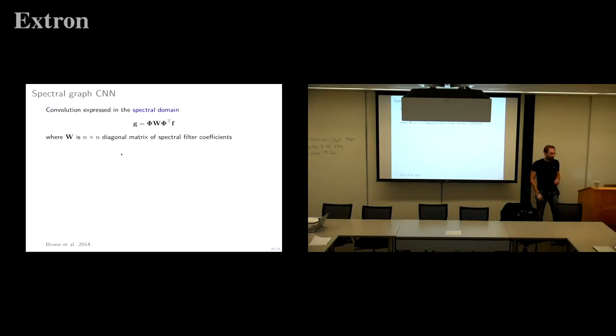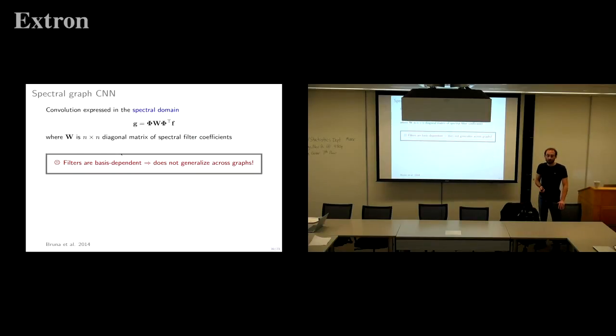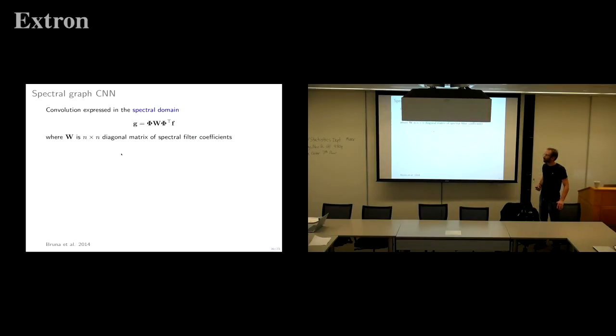So this is a way of generalizing convolutional neural networks. You can define the convolution in this way, as we've seen before. In this case, W is an n by n diagonal matrix. These are the spectral filter coefficients, and we learn them during optimization. And all the rest is the same. So that's the convolution operation in the convolutional layer of a convolutional neural network. So that was one of the first ideas of generalizing convolutional neural networks to graphs.